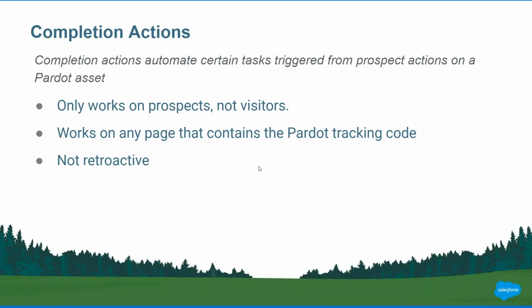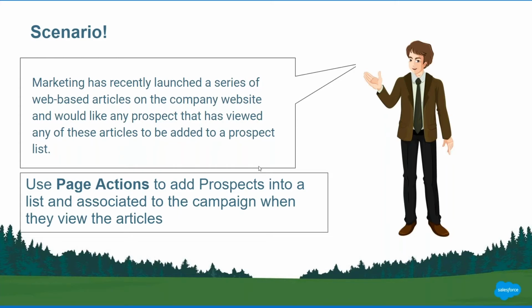All right, let's move on to the next Pardot automation tool. In this scenario, the marketing team has also recently launched a series of web-based articles on the company website. And you'd like any prospect that has viewed any of these articles to be added to the prospect list. In this scenario, the prospect is not submitting anything on the website, or completing any forms. They're just simply viewing the page that contains your company's articles.